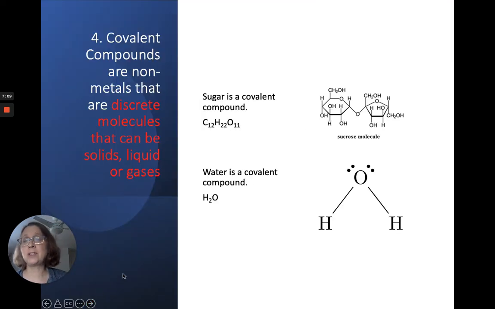Okay, now let's contrast covalent compounds. Covalent compounds are nonmetals that are discrete molecules that can be solid, liquid, or gases. It kind of depends on the circumstances whether they are held together strongly or weakly. If you have a solid at room temperature that has a very low melting point, it's probably a covalent compound. If you have a compound that's a gas or liquid at room temperature, then it's definitely a covalent compound because all ionic compounds are solids. Covalent compounds can be any.